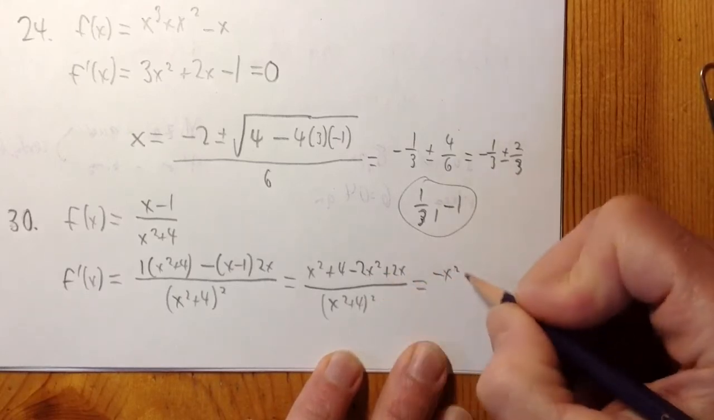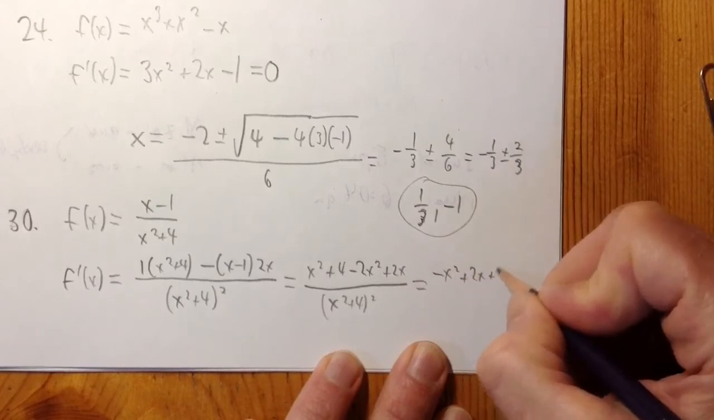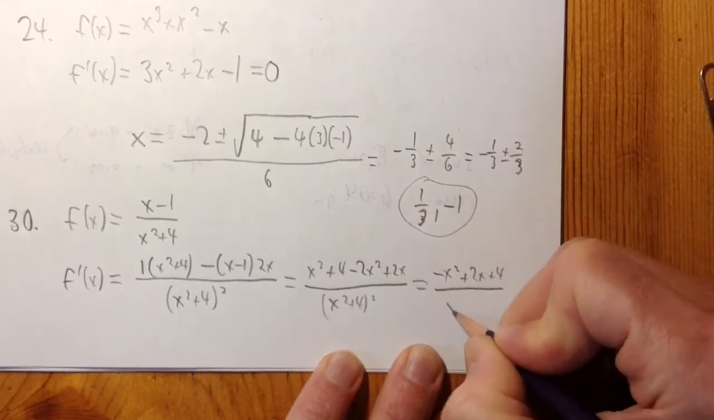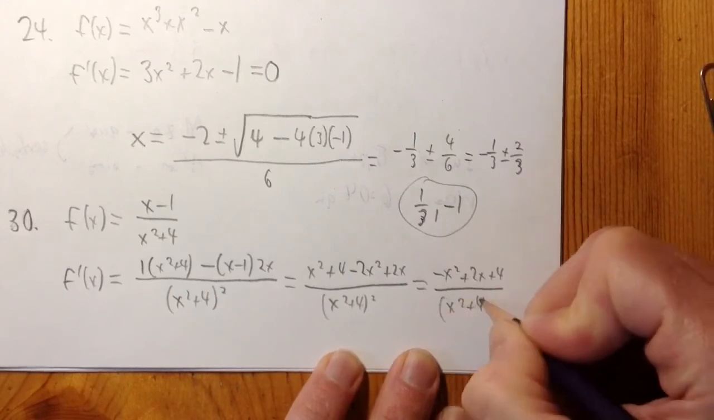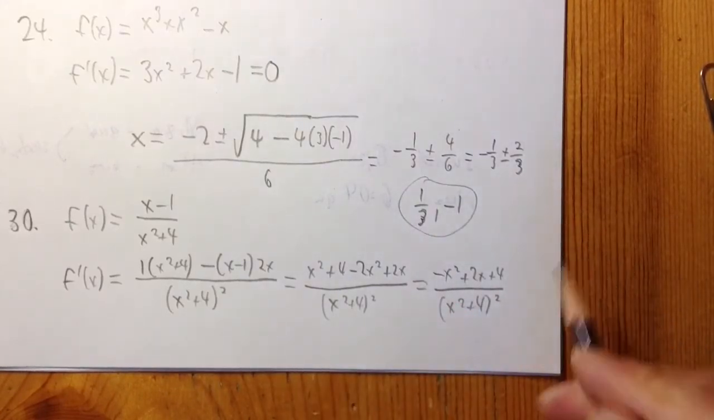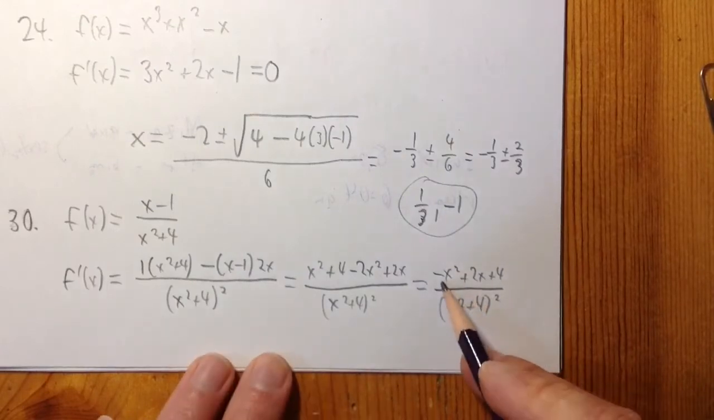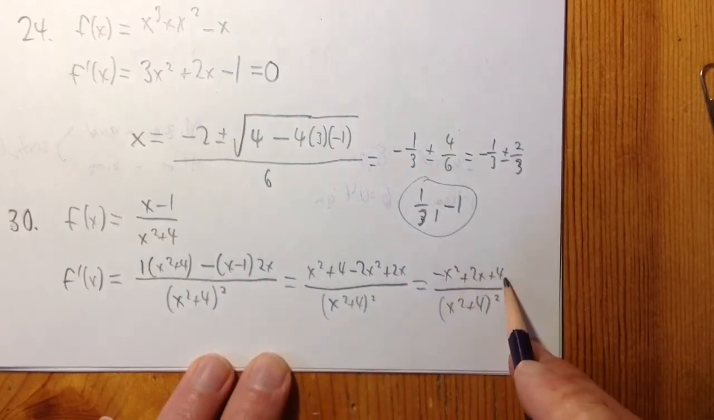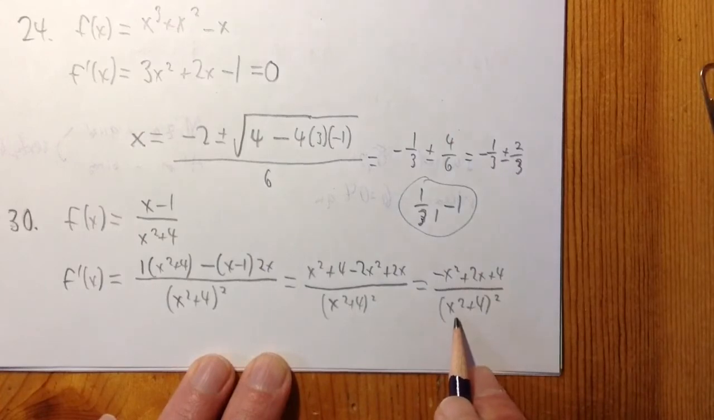Negative x squared plus 2x plus 4, divided by (x squared plus 4) squared. Okay, we want to find the critical points. Where is this 0? This is 0 when the top is 0, or if the bottom is infinity. But we're not going to go there.